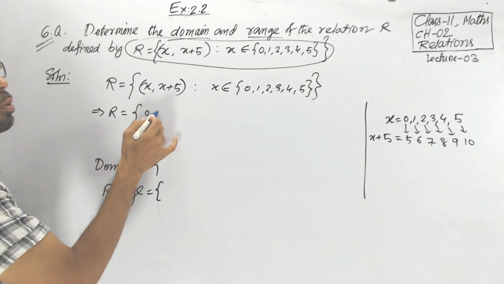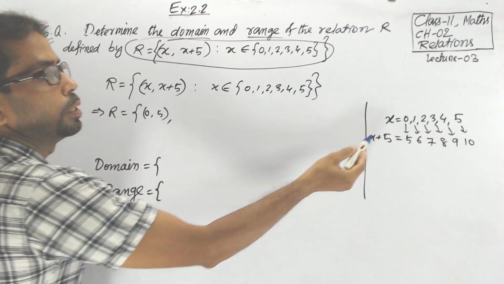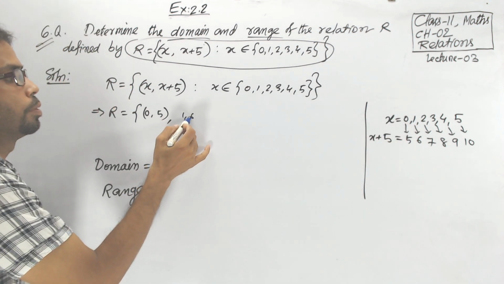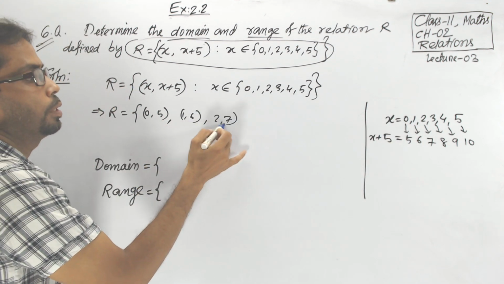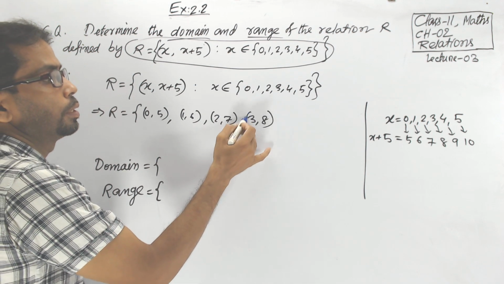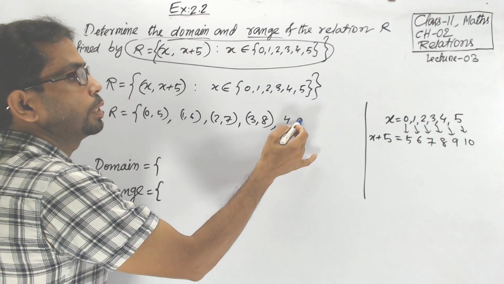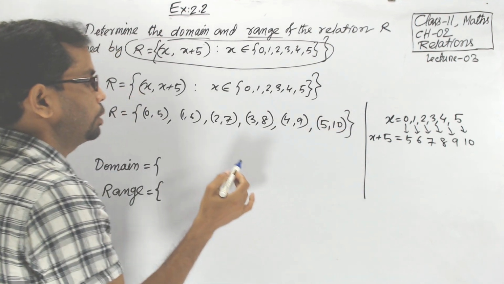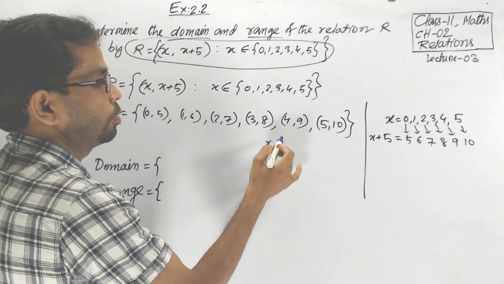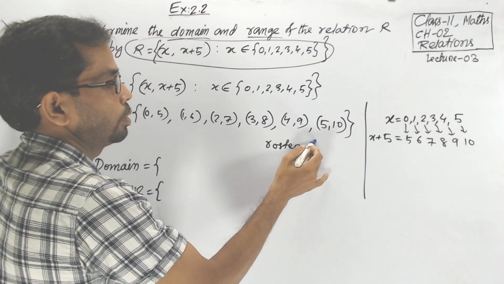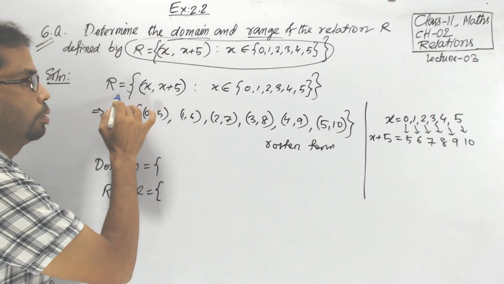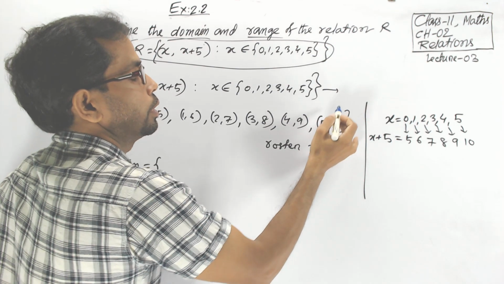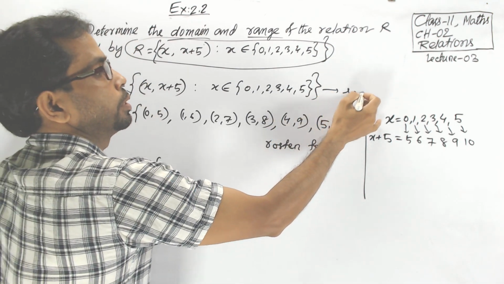0 to 0, 5 first pair, then 1, 6, 2, 7, 3, 8, 4 with 9, and 5 with 10. So this is the complete relation. This is in roster form. This way of writing is called roster form. And then this way, in terms of x, y written, it is in set builder form, you remember.